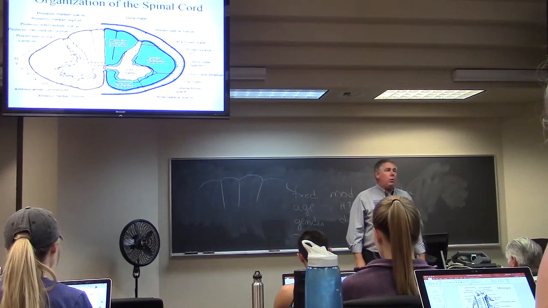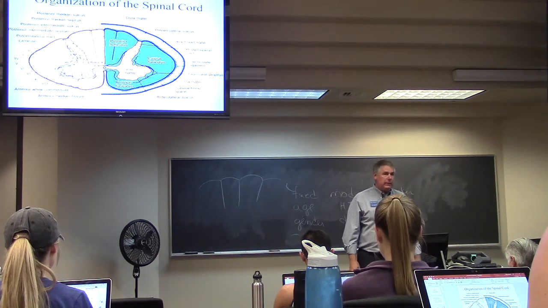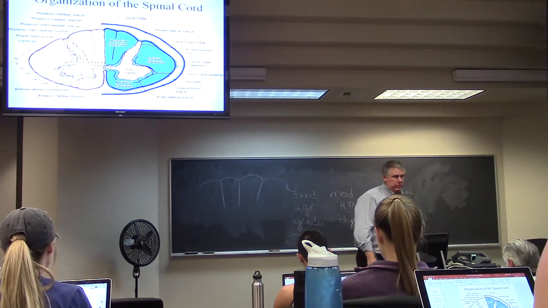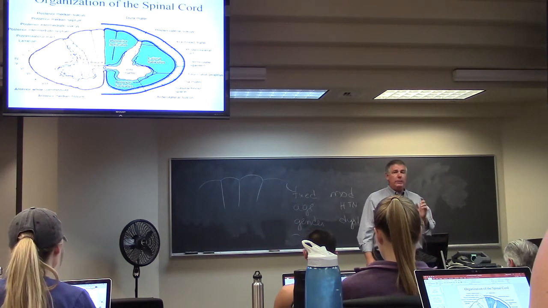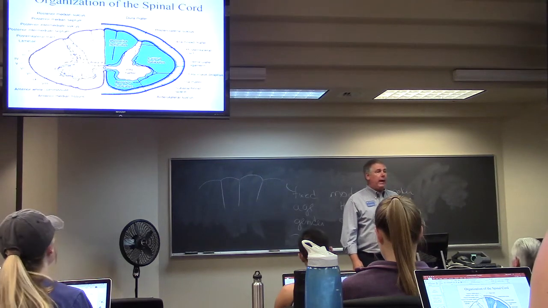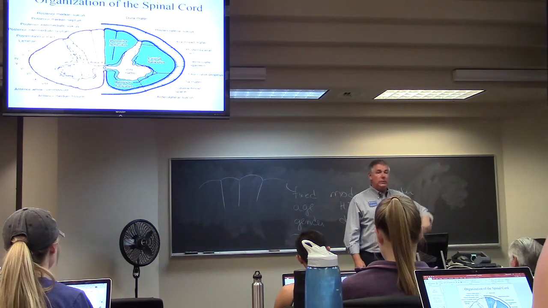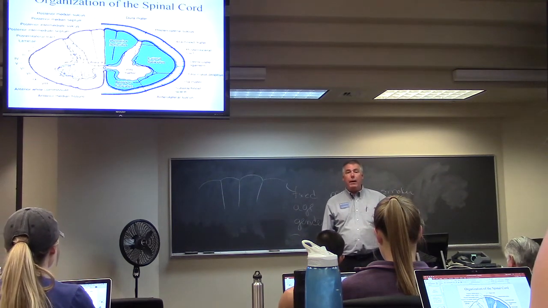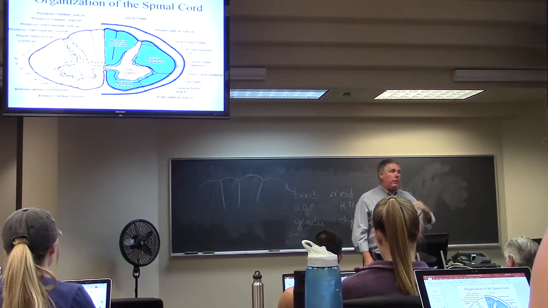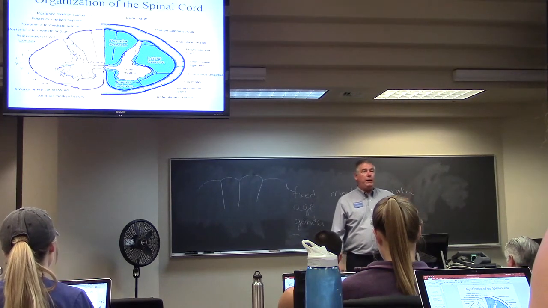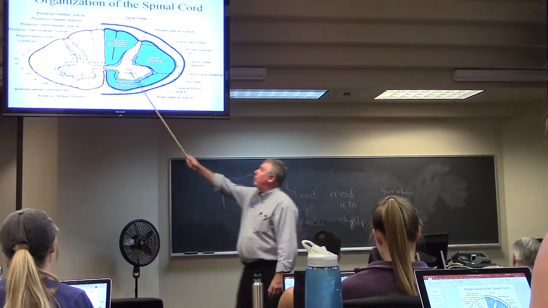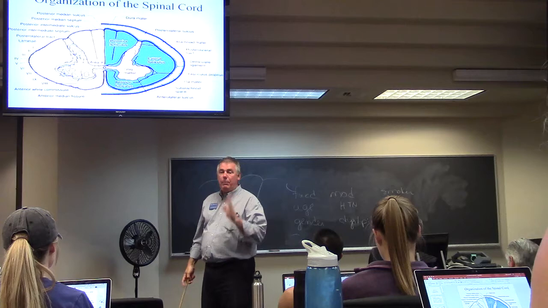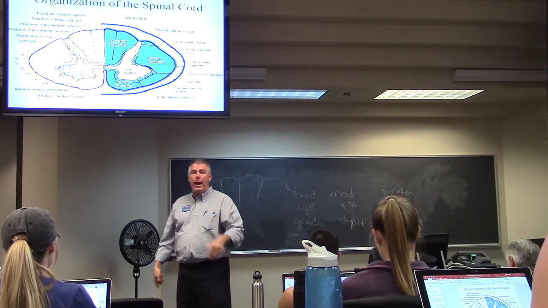The organization of the cord is like this. If we consider the white matter first, it's named white because these axons have a high content of myelin. Myelin appears white in a fresh specimen. So we take the white matter, the stuff around, and we divide it into three funiculi. We have a posterior funiculus, a lateral, and an anterior funiculus.